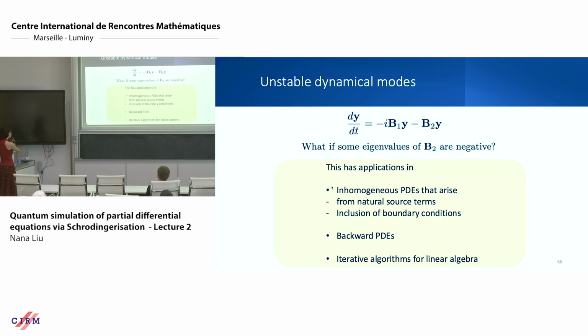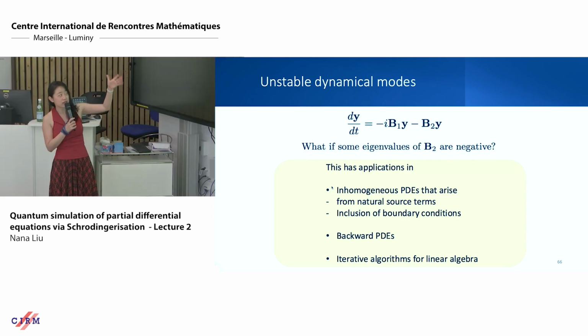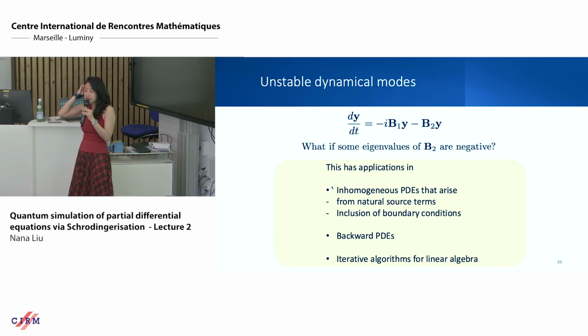Right. So now if we have unstable modes, what it means is that we have this general linear PDE. And again, we can see how it would do high orders in time. So I will only talk about linear time from now. What happens if some of the eigenvalues of B2 here are negative? I mentioned applications for inhomogeneous PDEs as well as backward PDEs, and also, as we'll see, iterative algorithms for linear algebra that we'll see tomorrow.